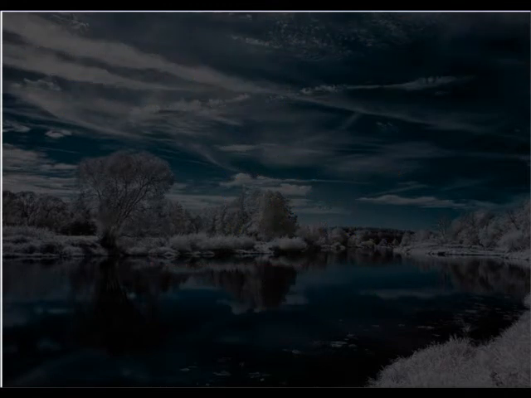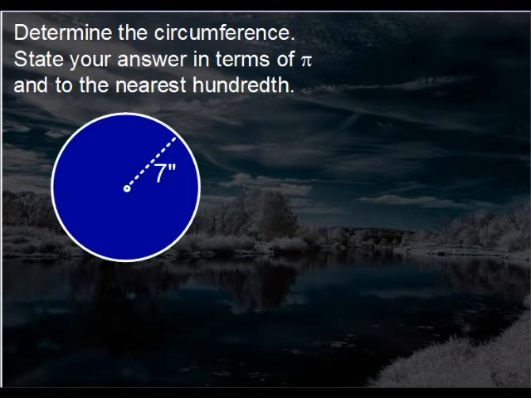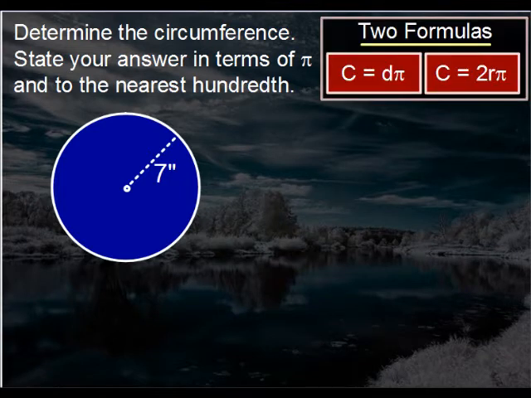Okay, let's try another. Let's determine the circumference of this circle, and just as before, we'll state our answer in terms of pi and to the nearest hundredth. Remember that we have two formulas, so we're going to choose the one that's more appropriate. Please note what we're given here in this picture. We're given the distance from the center to a part of the circle. That's the radius. Therefore, we'll focus on using this formula here.